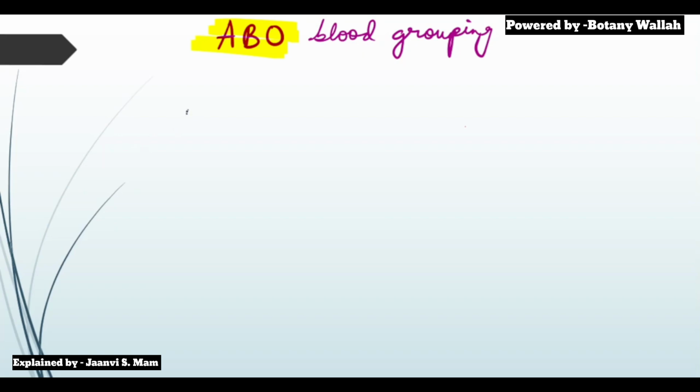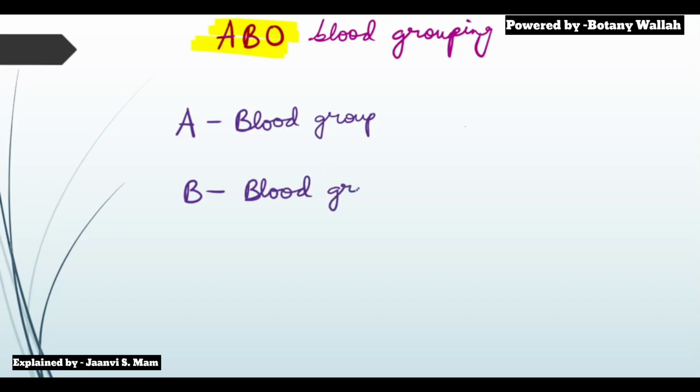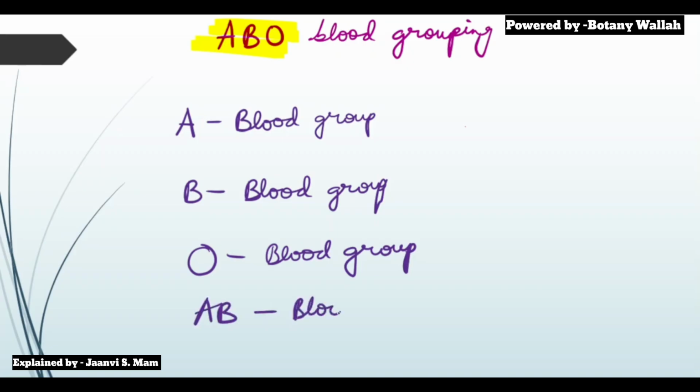So we have A blood group. Okay, A blood group. We also have B blood group. Okay, then we have O blood group. These are the four phenotypes of blood group. What are these? These are the phenotypes.